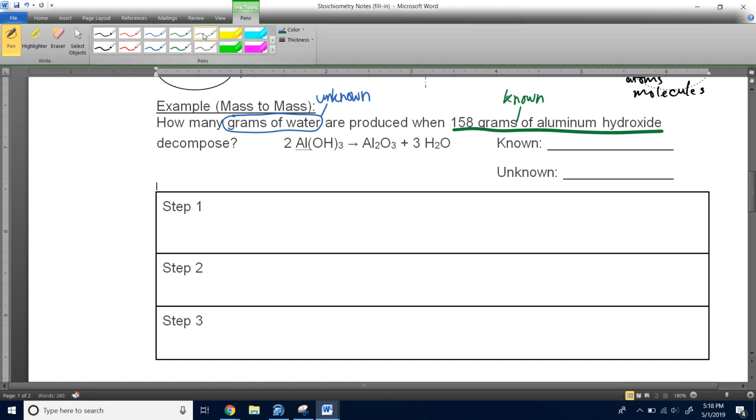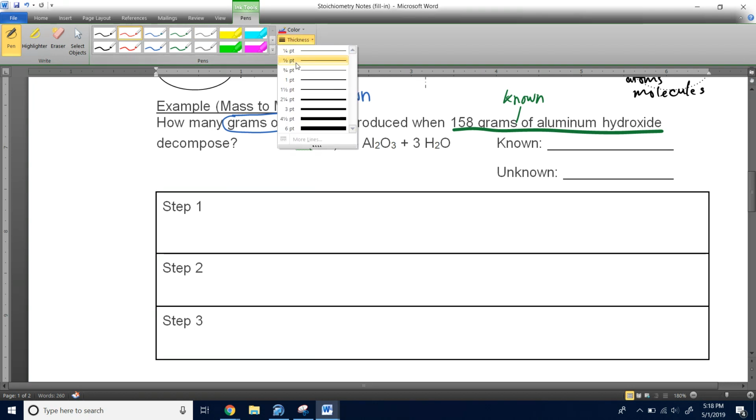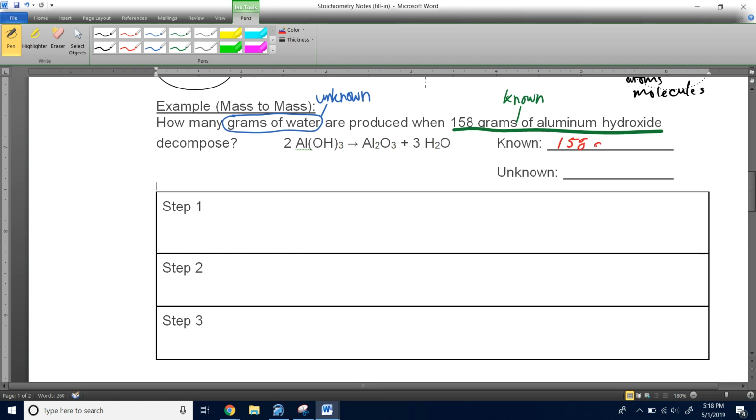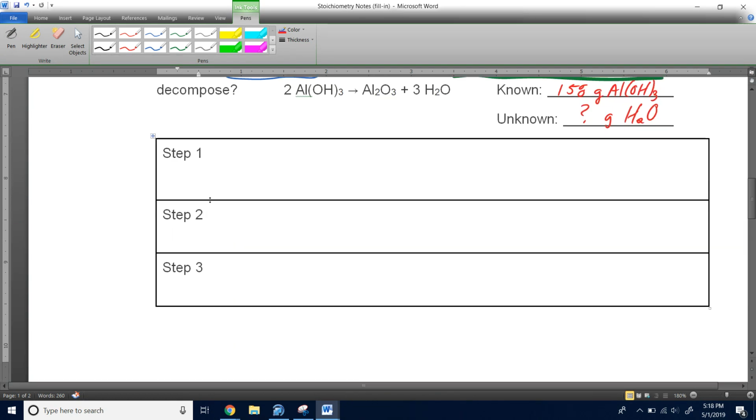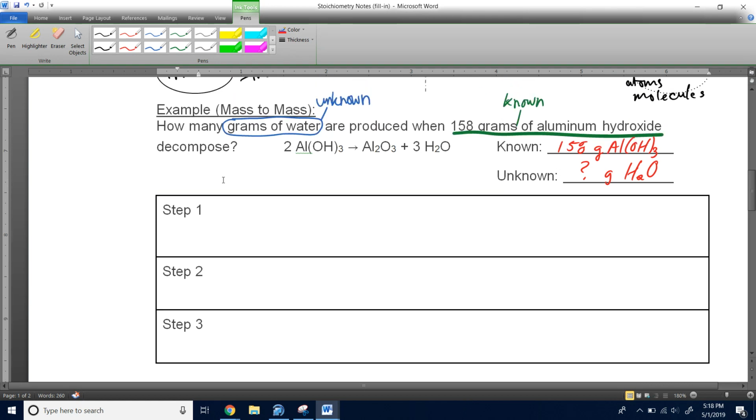So now let's work through this problem together. Our known is 158 grams of aluminum hydroxide. What we don't know is the grams of water. So we're going to have to go through steps 1 through 3 in order to determine what it is that we're looking for. So let's go ahead and continue with the problem.